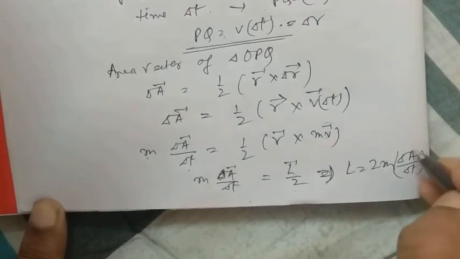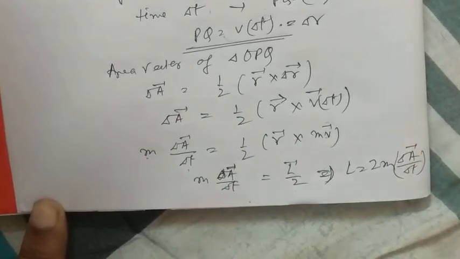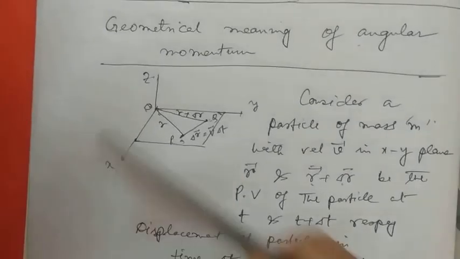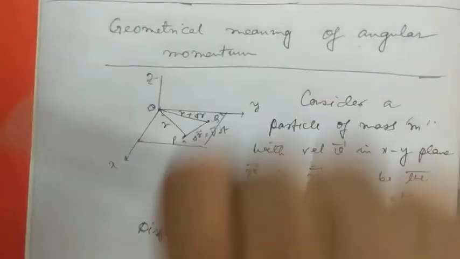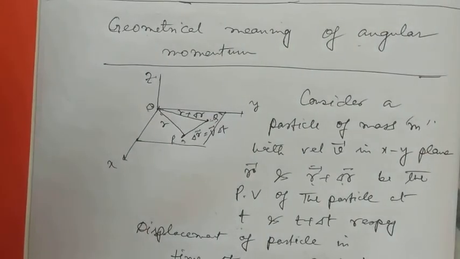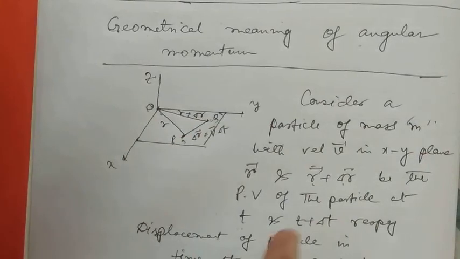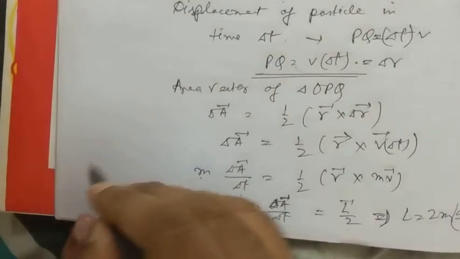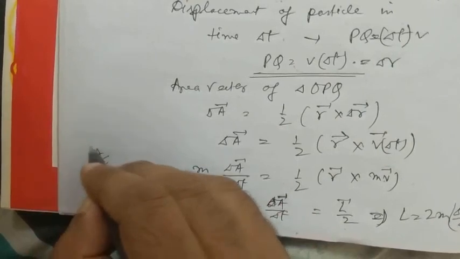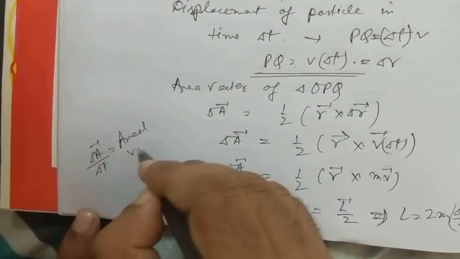Now area is a vector quantity. Therefore the quantity delta A by delta t is the area covered by the position vector r per unit time and is called the areal velocity. This is the vector r, so it is covering an area of how much? Delta A by delta t is the area covered by the position vector r per unit time, and is called the areal velocity. So you can write here that delta A by delta t is known as the areal velocity.